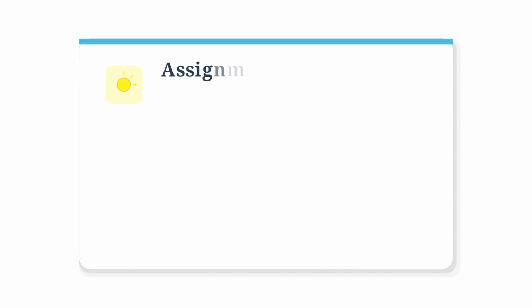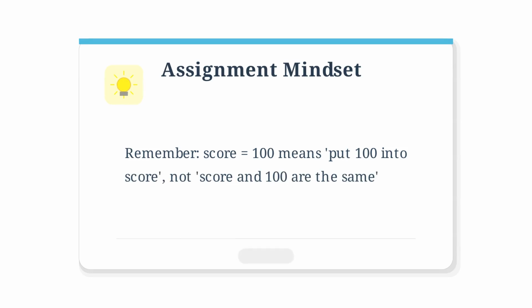Here's the mindset shift that helps everything click. Score equals 100 doesn't mean score and 100 are the same thing. It means put 100 into the box labeled score. It's an action, not a comparison.